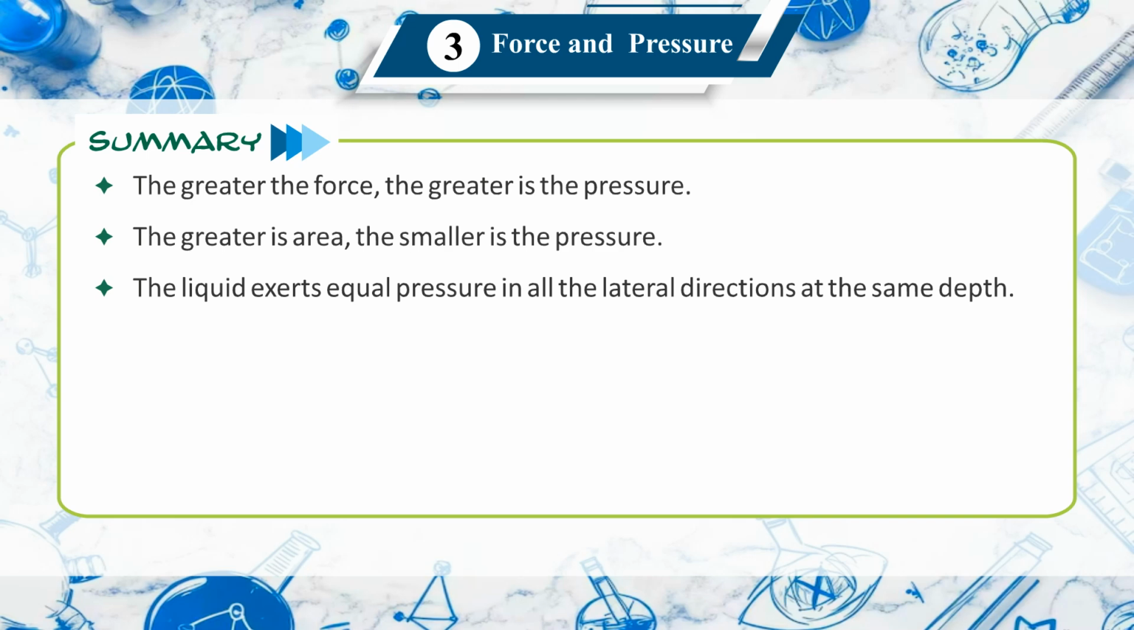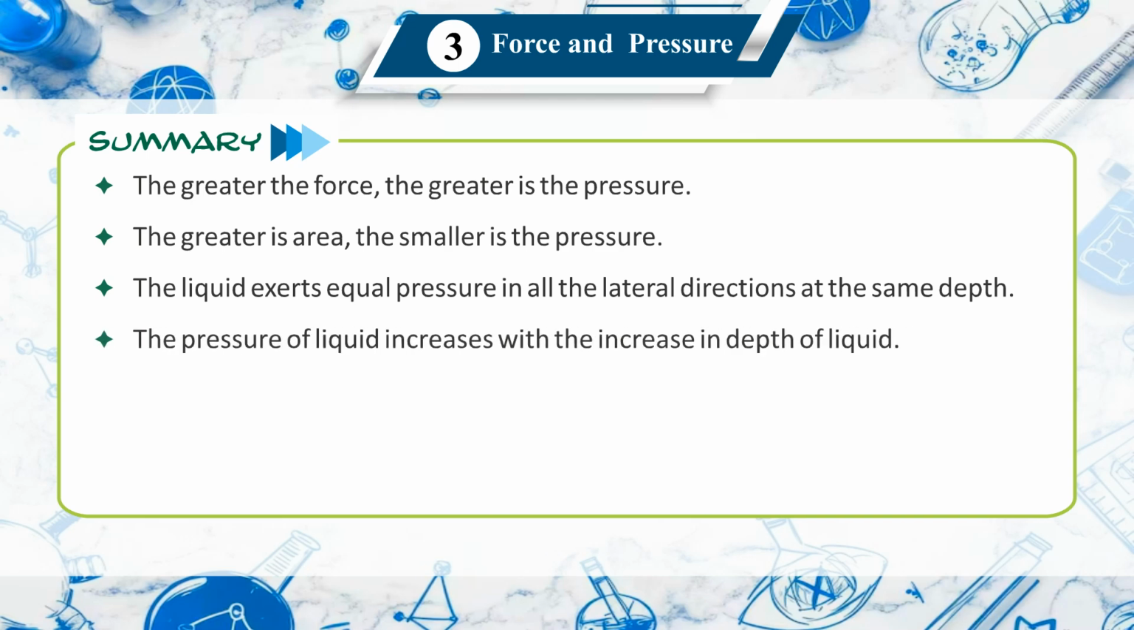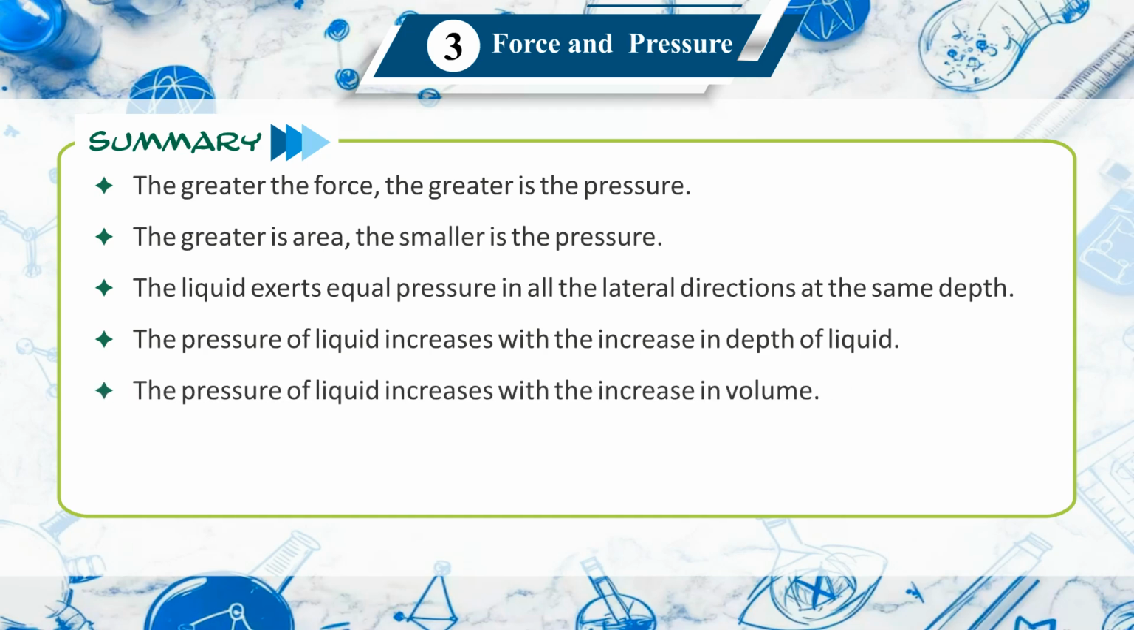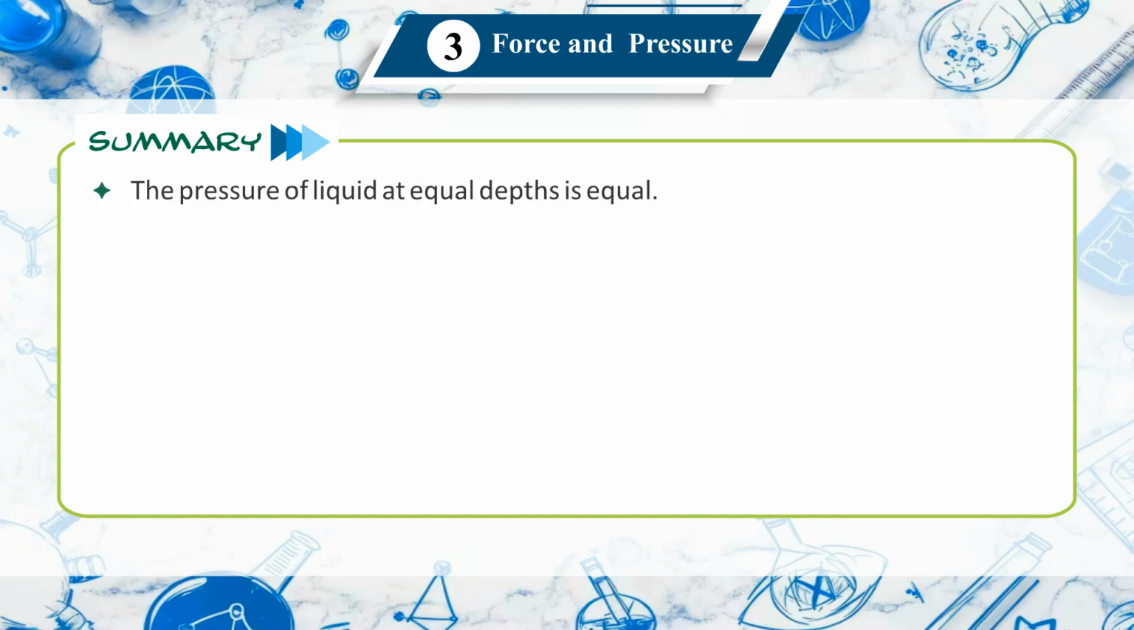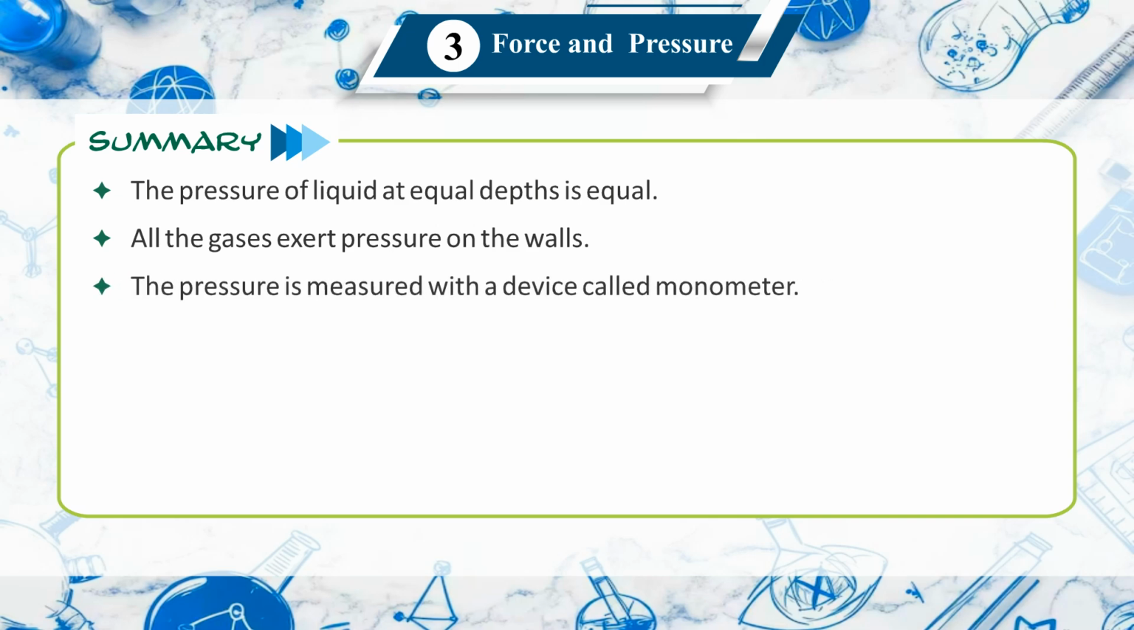The liquid exerts equal pressure in all the lateral directions at the same depth. The pressure of liquid increases with the increase in depth of liquid. The pressure of liquid increases with the increase in volume. The pressure of liquid at equal depth is equal. All the gases exert pressure on the walls. The pressure is measured with a device called manometer.